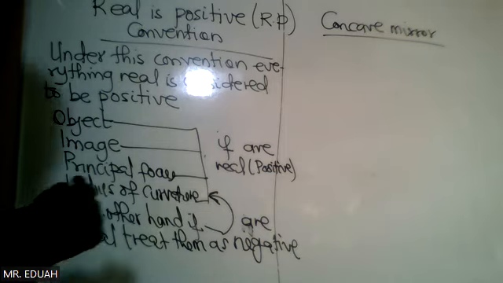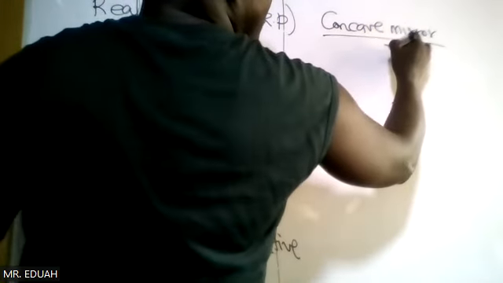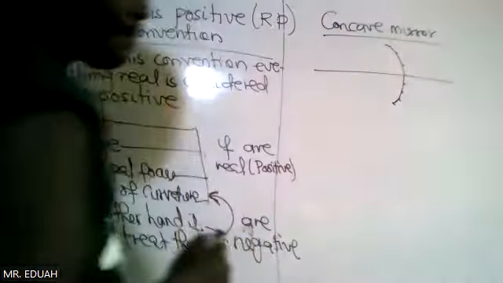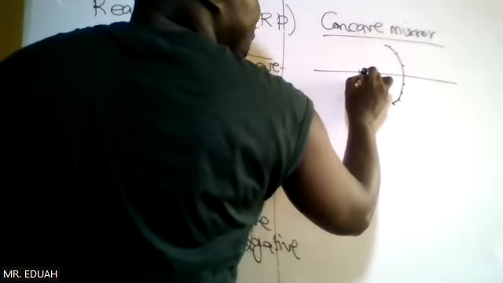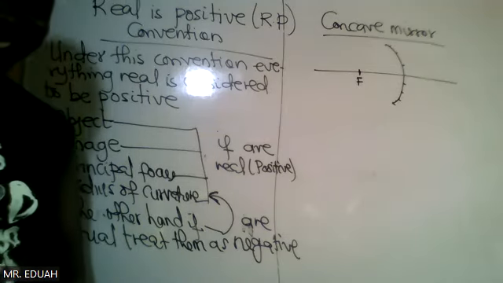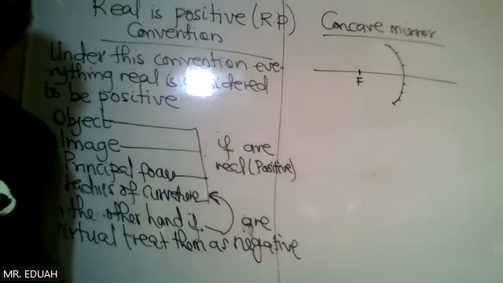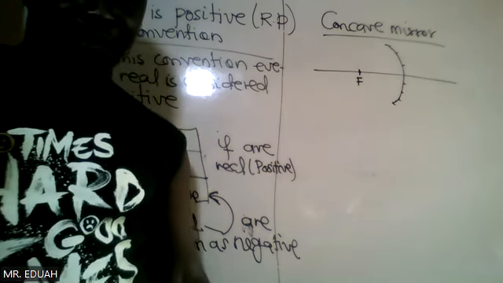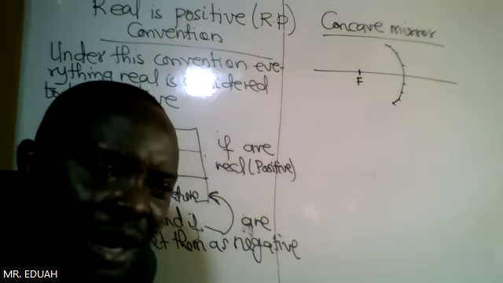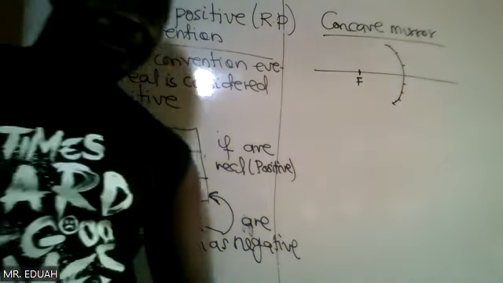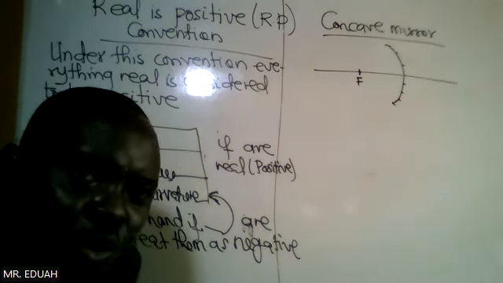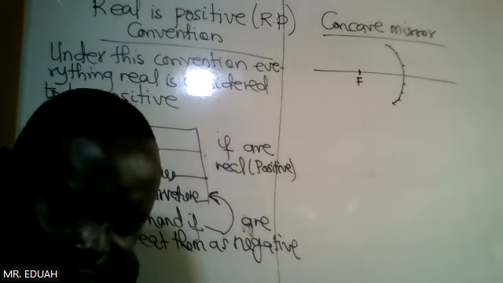If you take a concave mirror, look at it. This is a concave mirror. Put it at the back. A concave mirror has a real principal focus. What is the principal focus? The principal focus of a concave mirror is a point on the principal axis where paraxial rays, which are rays that are parallel and close to the principal axis, converge after reflection from the mirror.